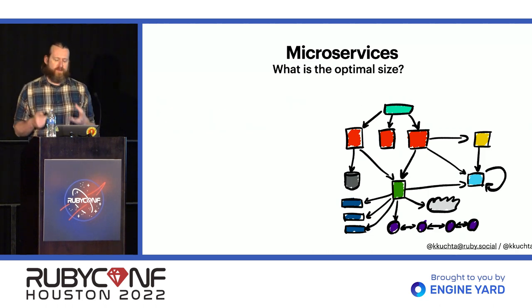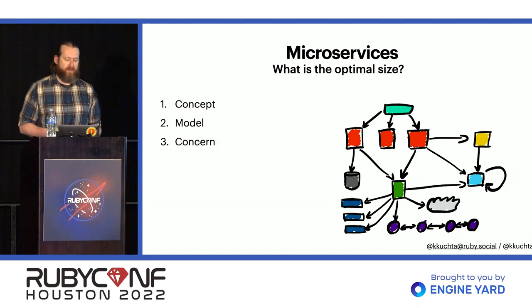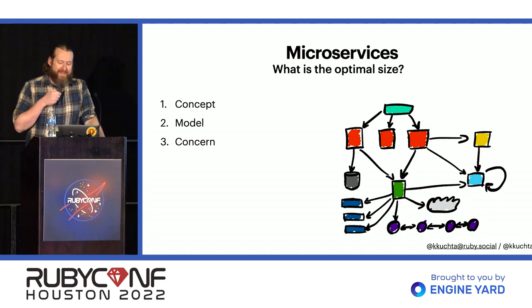Maybe each of your microservices should encapsulate a single concept. Or maybe if you're breaking apart a monolith, each of your models should be a microservice. Or maybe a single cross-cutting concern. Now, I'd like to put this to a vote, but I'm not going to, because you'd all be wrong. Let's take a look at the data.